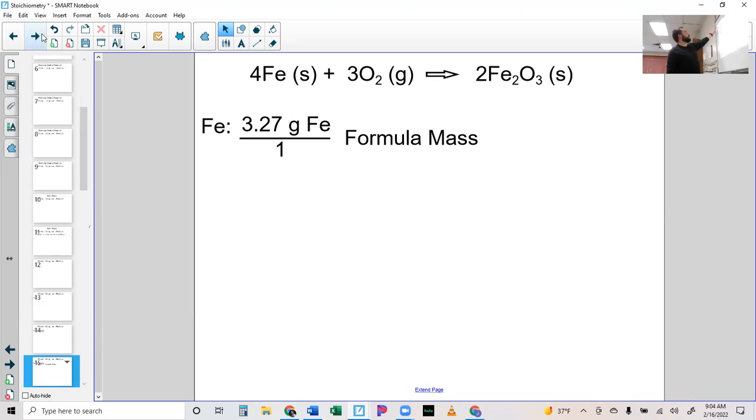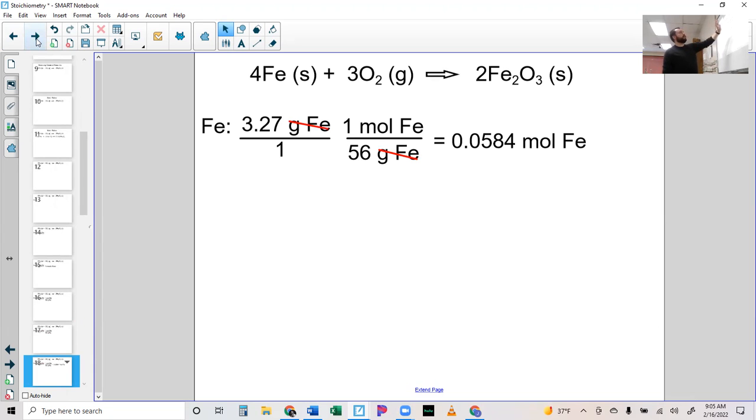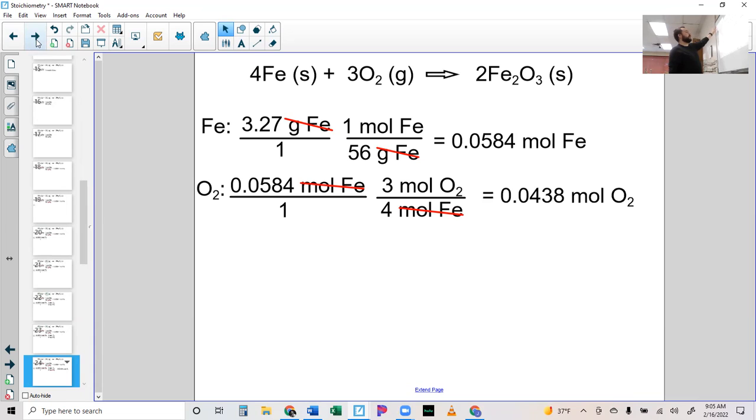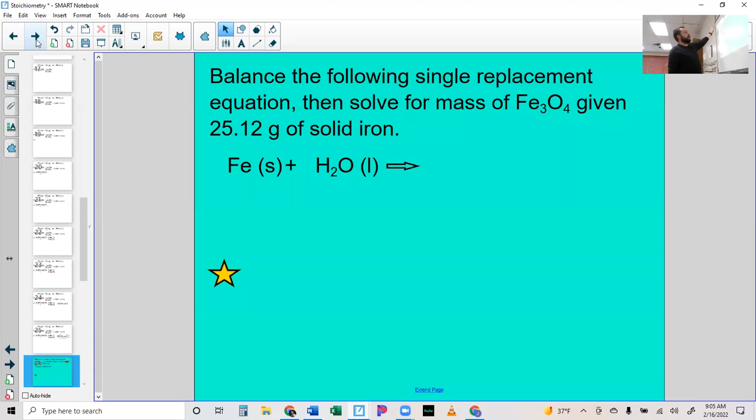Take the formula mass, find out how many actual moles are in the reaction. So we have 0.0584 moles of iron. For oxygen, I'm going to take that number of moles of iron and use those molar ratios, 3 moles of oxygen for every 4 moles of iron. Multiply, our like terms cancel out, and we end up with 0.0438 moles of oxygen. That is our answer.